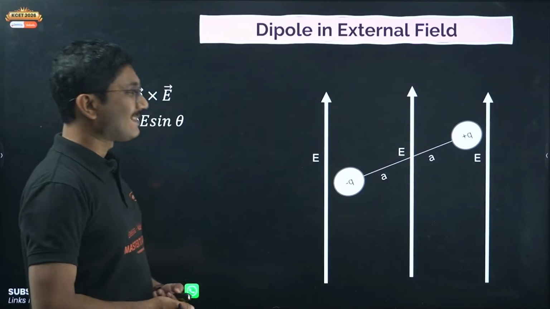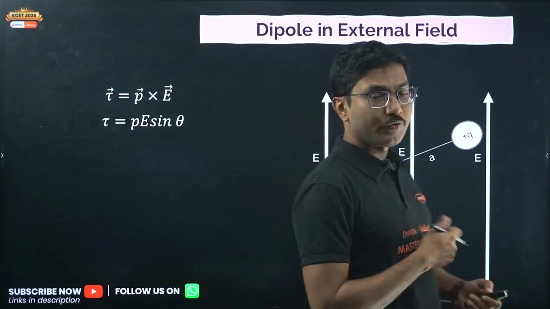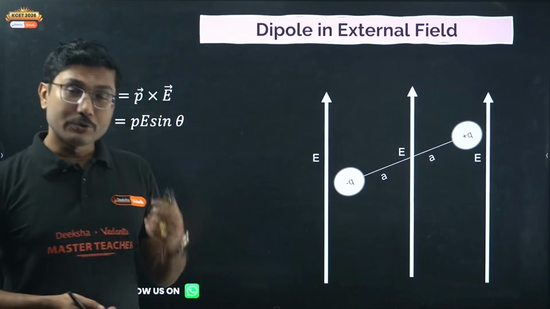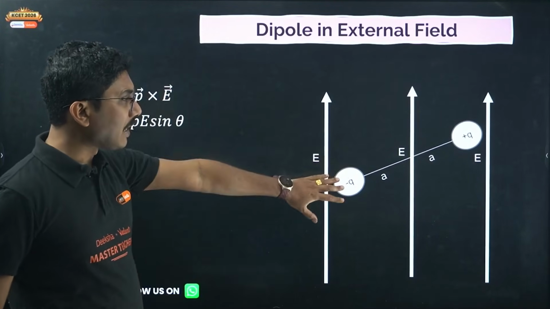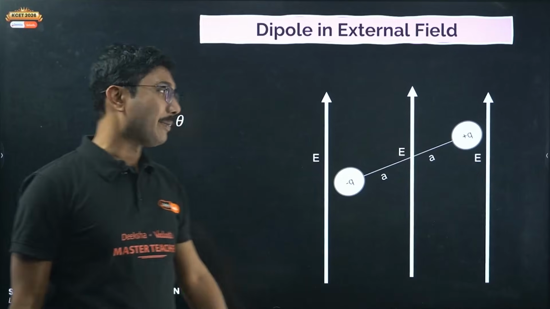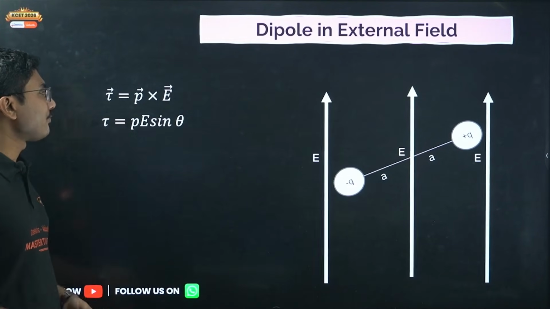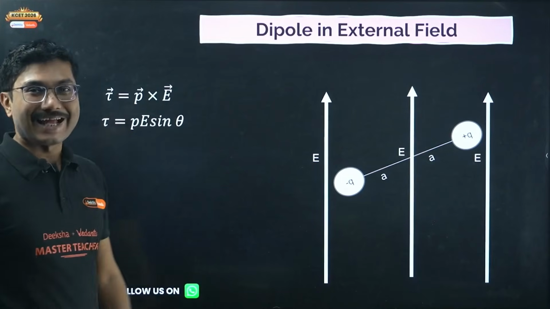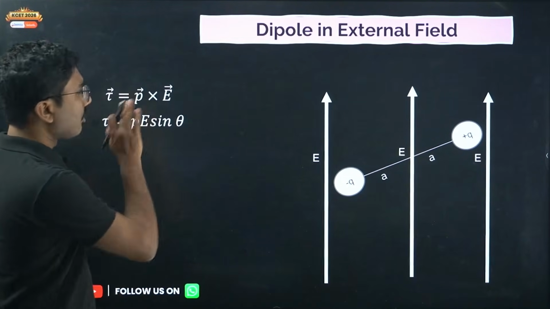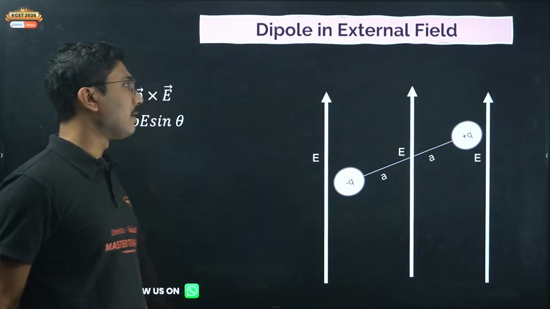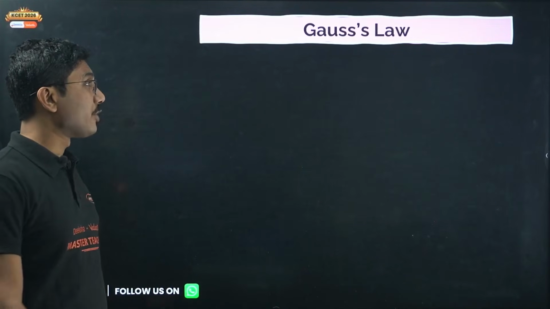Now let's move on. Dipole in external electric field. So far we have been discussing the dipole moment and the electric field due to the dipole. Now if you keep the same dipole in an external electric field, the dipole experiences a torque, and the expression for the torque is PE sine theta, or P cross E. So this is very handy. The derivation is also important. Again, I have done it in our Brahmastra series. You can go and check that out.